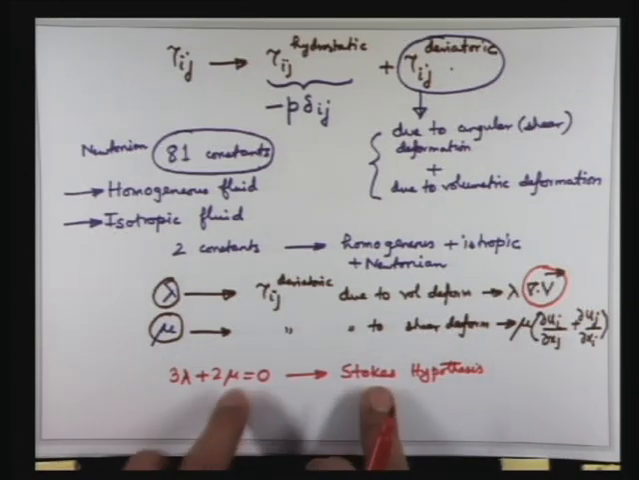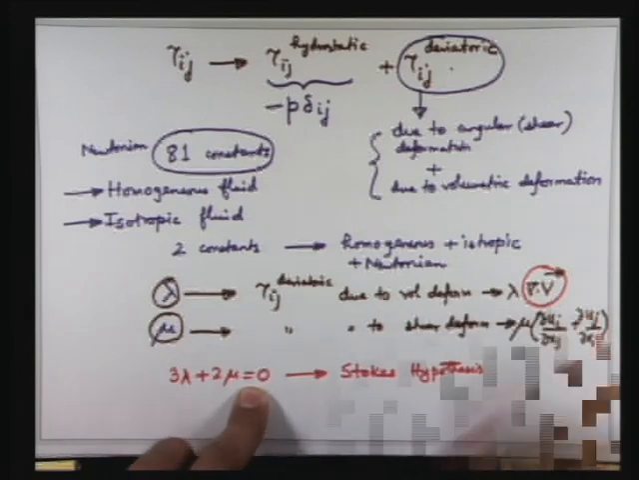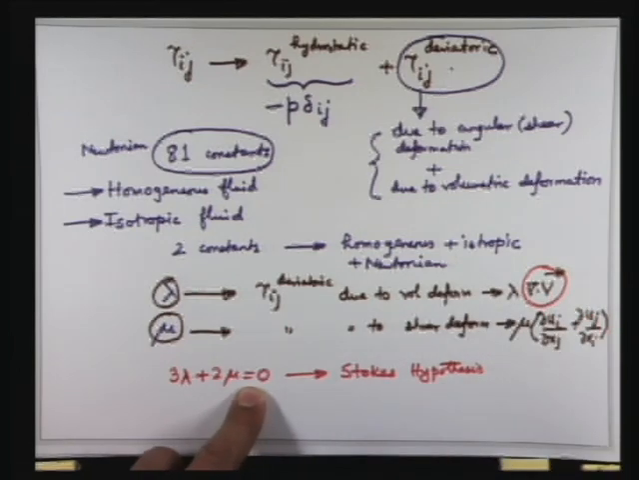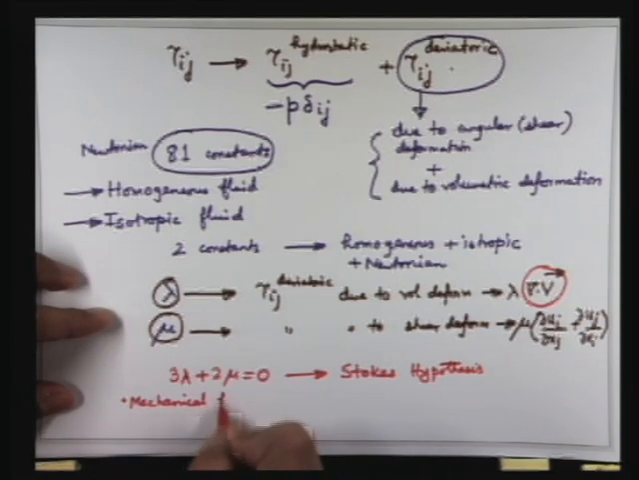But the first thing is that we don't care about Stokes hypothesis at all for incompressible flow, because for incompressible flow the term lambda doesn't matter, the volumetric strain term doesn't matter. But for a compressible flow we discuss two important concepts. One concept is called mechanical pressure and the other is called thermodynamic pressure.